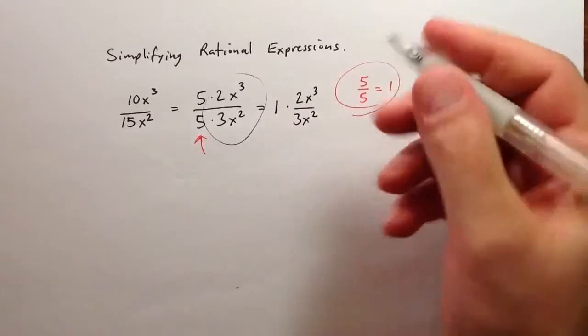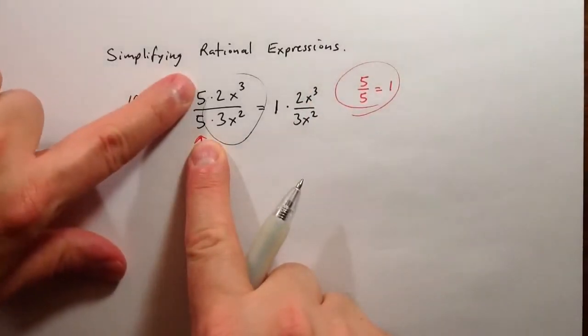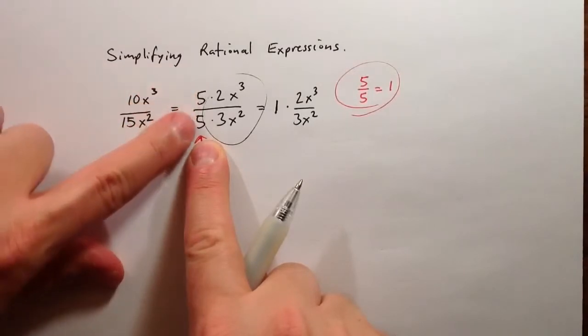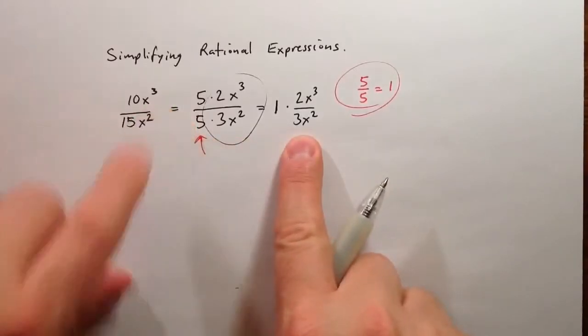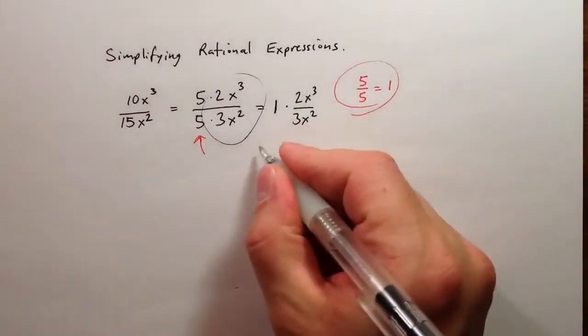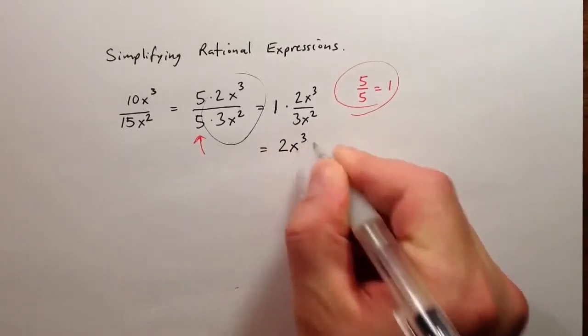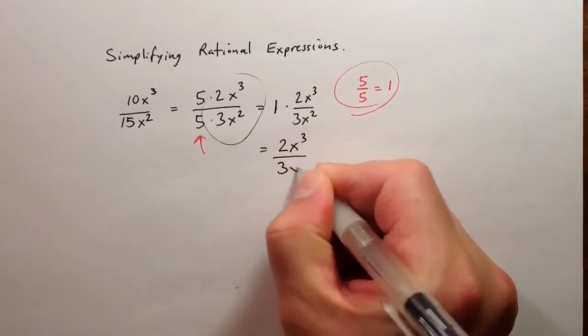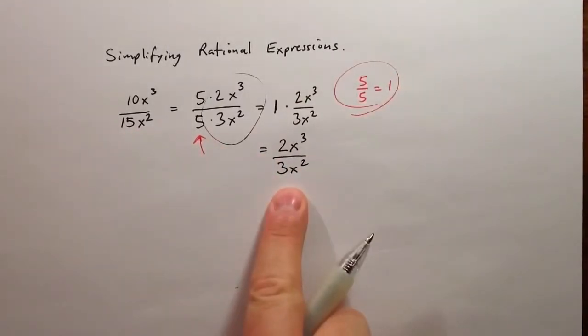And so we can simplify the rational expression if I can identify something that's multiplied by the entire numerator, and if that same thing is multiplied by the entire denominator, then I can simplify the rational expression and write it without that common factor. So 10x cubed divided by 15x squared is equivalent to 2x cubed divided by 3x squared.